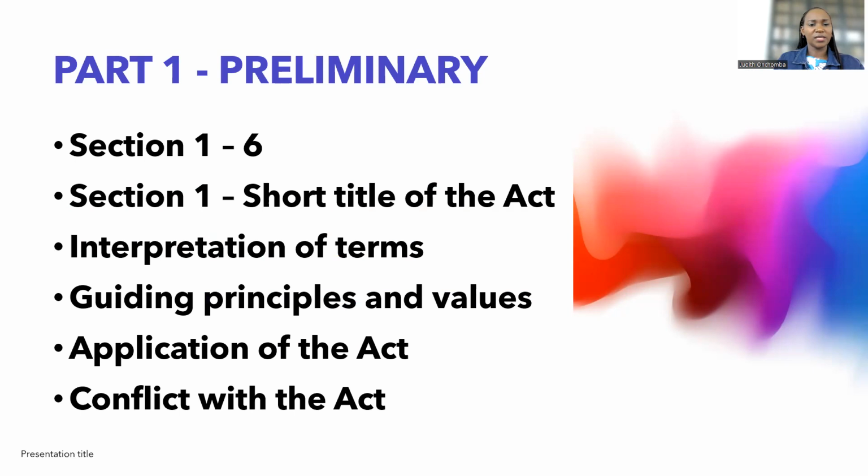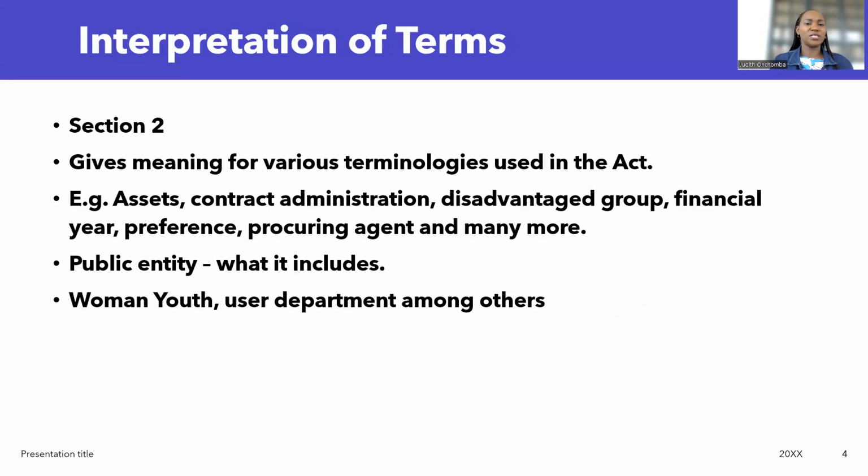So section 1, it basically gives you the short title of the Act, how it is referred to. It is cited as the Public Procurement and Asset Disposal Act, 2015. Then section 2, now we go to interpretation of terms. Here, very many terms and terminologies have been listed alongside their meanings. So this section gives meaning to various terminologies that are used in the Act. There's so many, I can't list all of them in this presentation, but I'm sure if you went through this section, you were able to see them.